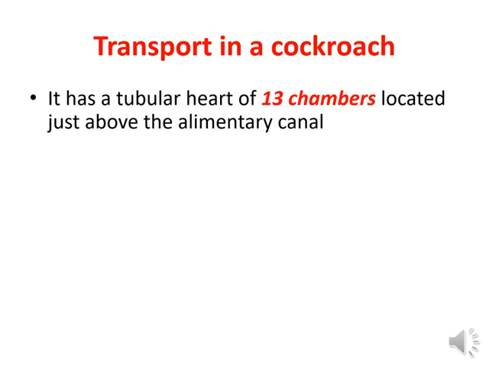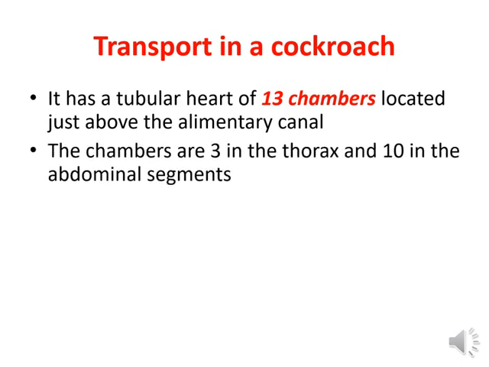It has a tubular heart of 13 chambers located just above the alimentary canal. 13 chambers, quite some number of chambers here. How many chambers does the human heart have? Good, 4. So you can see this one has so many chambers. 13 is quite a bigger number compared to 4. The chambers are 3 in the thorax and 10 in the abdominal segments.